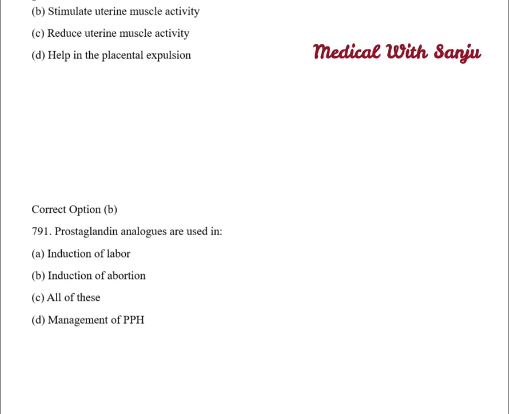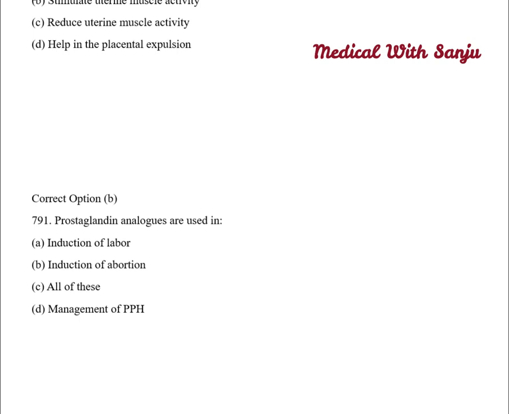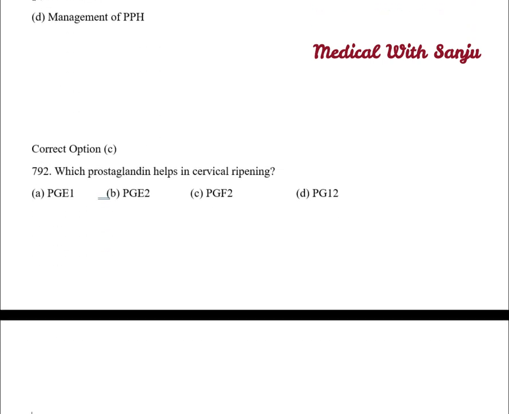Question number 791. Prostaglandin analogs are used in: option A, induction of labor. Option B, induction of abortion. Option C, all of these. And option D, management of PPH. Prostaglandin is used in induction of labor, induction of abortion, and management of PPH. All of these is the right answer. Option C.